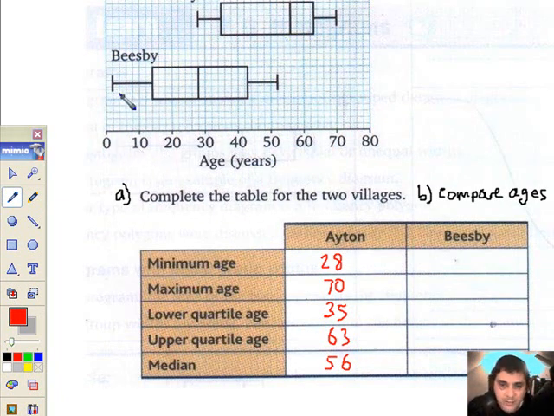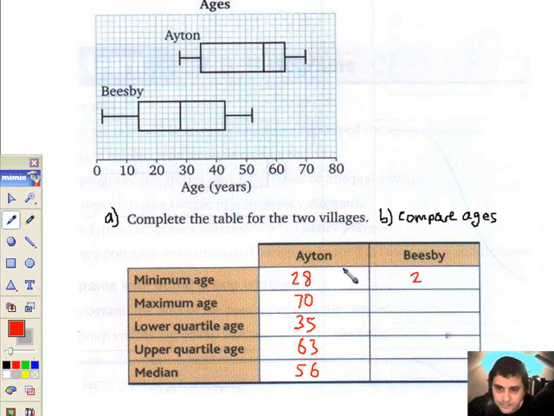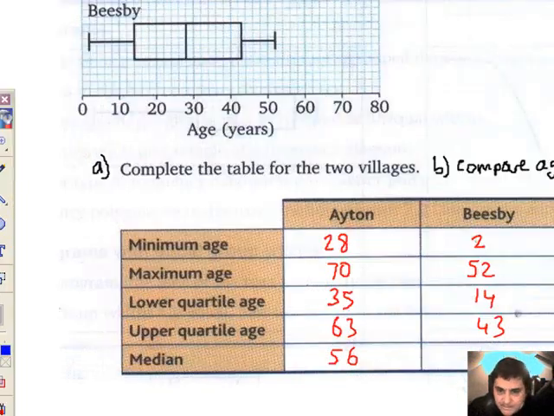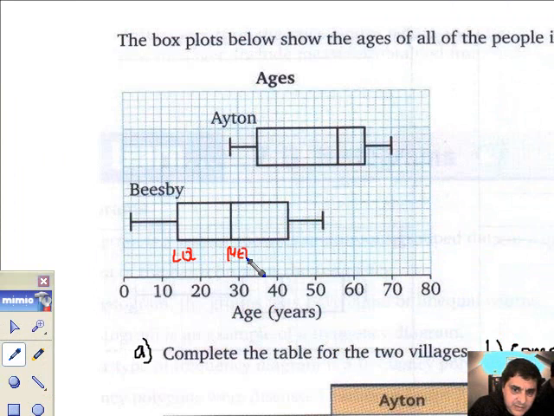Now, Beesby: the youngest is 2. The oldest is 52. The lower quartile is going to be 14. Upper quartile 43. And the median age 28. Right, that's all the data extracted from the two box plots. Just to remind you, that's the lowest value, that is the lower quartile, that is the median, and this value here is the upper quartile, and same for Ayton as well.